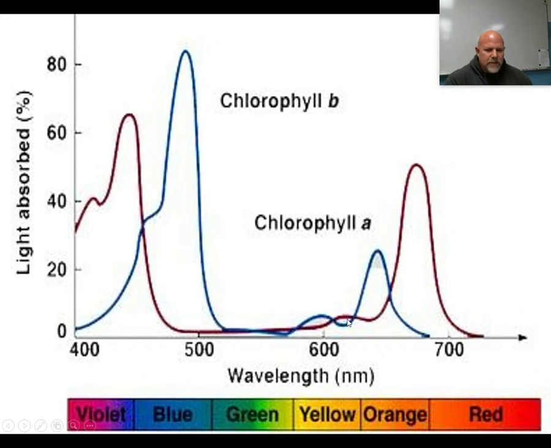They do a little bit with yellow and orange. And as the orange gets a little darker, we get a little more absorbance. But they don't do a very good job, either one of them, with absorbing green. And so most of the green coloration gets reflected, and that's why plants look green.